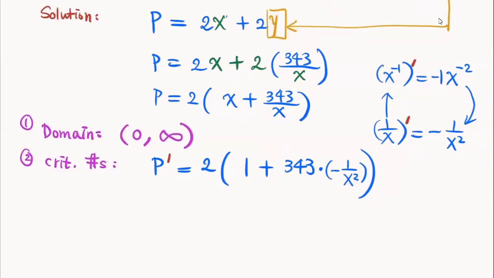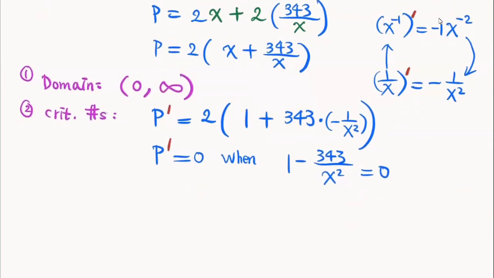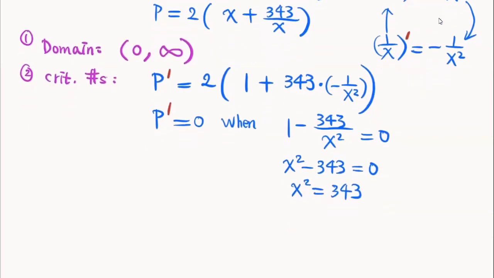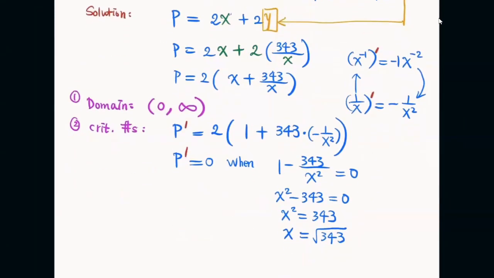To find critical numbers, this is equal to 0 when 1 minus 343 over x squared is equal to 0. And now we're going to solve for x. So multiply both sides by x squared. We get x squared is 343. Notice that x has to be positive. So we look at the positive root of this, so 343 here, the square root of that is 7 square root of 7.